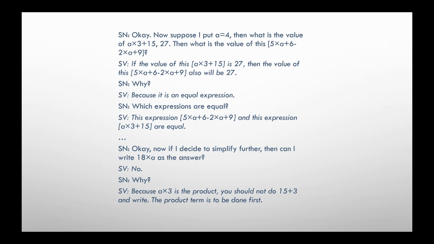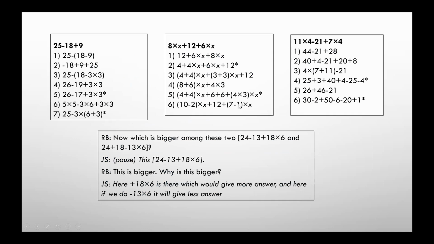And then the child is also asked, can a times 3 plus 15 be written as 18a? And then the child says, no, this is a product term. You can't move your 15 to the times 3. And therefore, this can't be done. Similarly, children also engaged in writing expressions equal to these. We gave them some expressions and told them generate as many expressions which are equal. Now, this was akin to asking them make questions for which this will be the answer. And they made attempts. Sometimes they were wrong, sometimes they were correct.